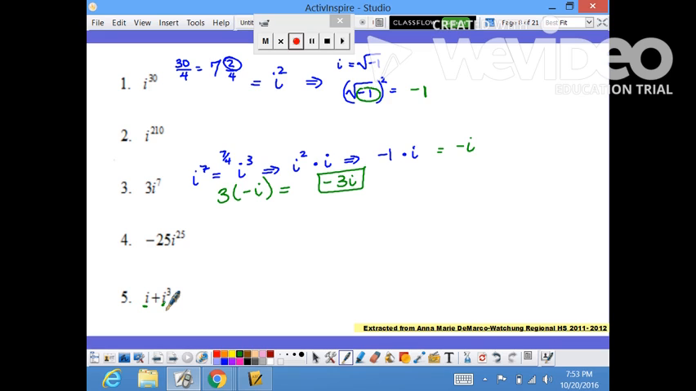So we know i is just going to be i. But we just talked about i to the power of 3. And according to our information before this page, we said i to the power of 3 was equal to -i. So what's i minus i? 0. Therefore, i plus i cubed is 0. Okay?